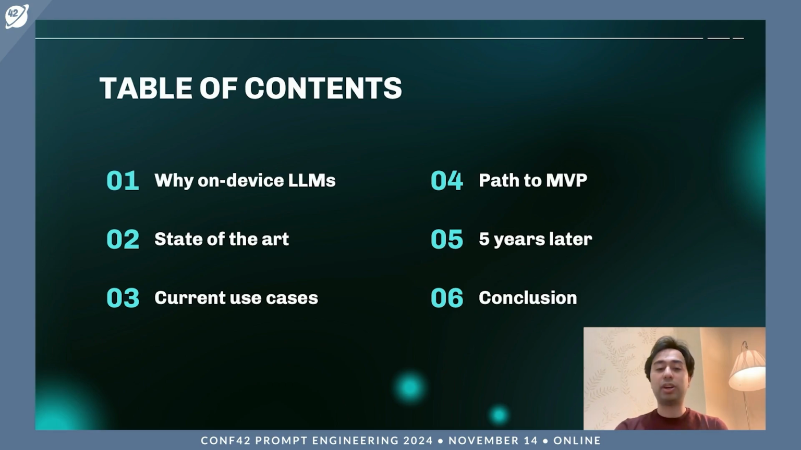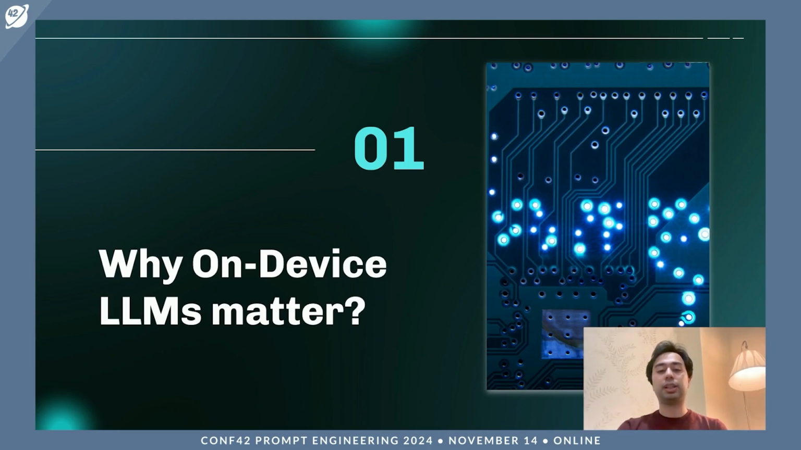All right, now let's look at the table of contents for today and what we'll cover. We'll start with why on-device LLMs matter, why we're talking about these. We'll talk about state of the art, what's out there, and we'll see some examples of how they perform. We'll go through some real-world use cases which are already deployed. Then we'll talk about what MVP is, and what the path to this MVP would be, in my opinion. And we'll conclude with where I see these models in the next 5 years and the applications they'll enable. All right, let's start with the first topic, why on-device LLMs matter.